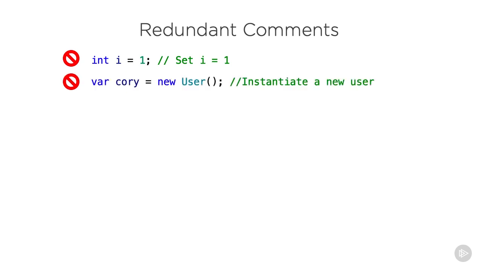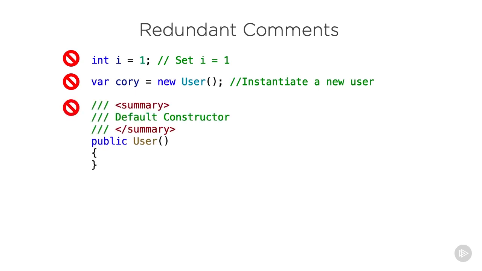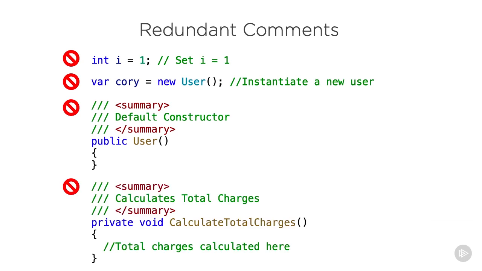At the top of our list are redundant comments. Redundant comments repeat exactly what the code says, right next door. So there's really no value added here, and we'll look at some examples. Here I am setting I to 1. I am instantiating a new user. Or I am marking my default constructor. Finally, I'm calculating total charges. Here I've repeated the exact name of my method up in my comment.